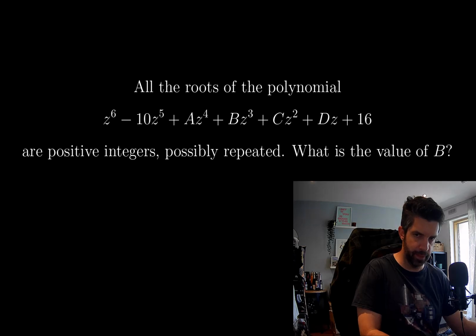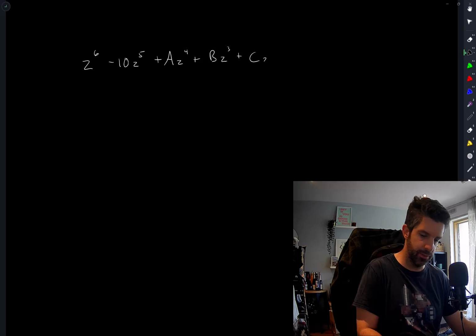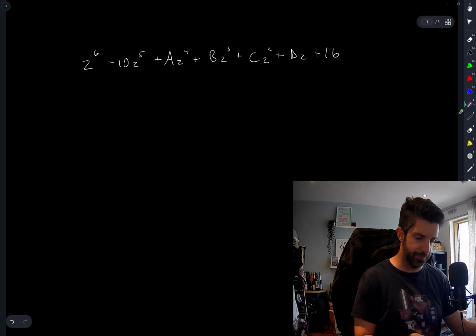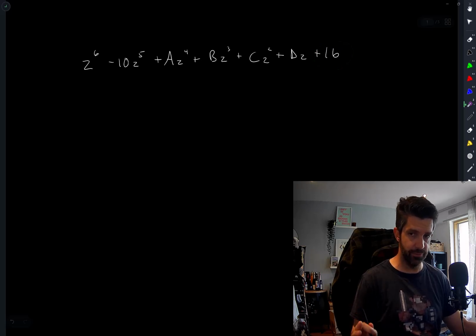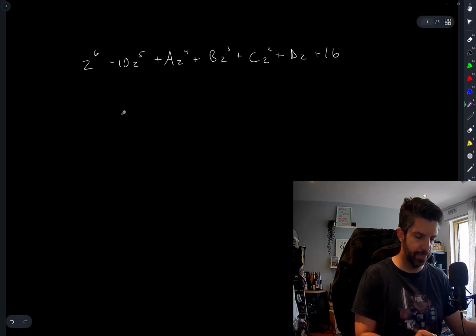Okay. I'm not sure if this will work, but let's write the original one. z to the 6 minus 10 z to the 5 plus a z to the 4 plus b z cubed plus c z squared plus dz plus 16. Okay, and I think the key here is that that's the product of all the roots. 16 does not have a lot of factors, right? They're all going to be powers of 2, of course. And is that the sum of the roots? I don't remember how this works.